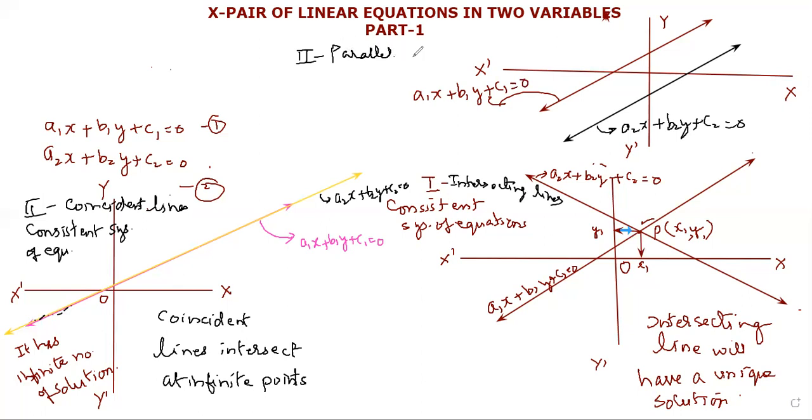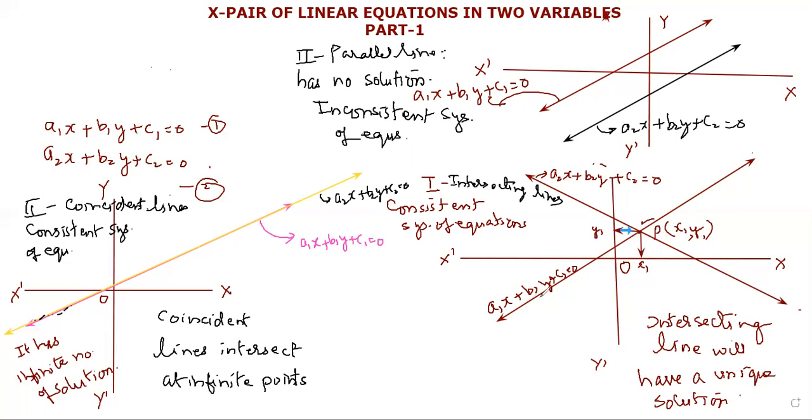Parallel lines. Will parallel lines intersect each other? No, sir. When they don't intersect, it means they have no solution. A pair of parallel lines has no solution because they are not intersecting. When they have no solution, these are called an inconsistent system of equations. So if the lines are parallel, it is an inconsistent system of equations.